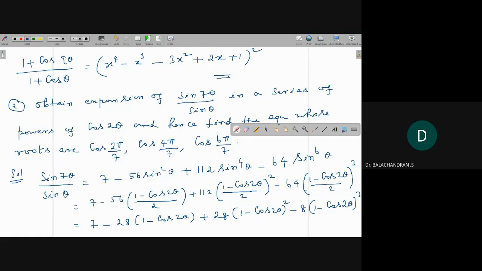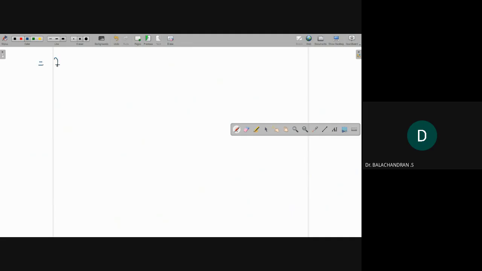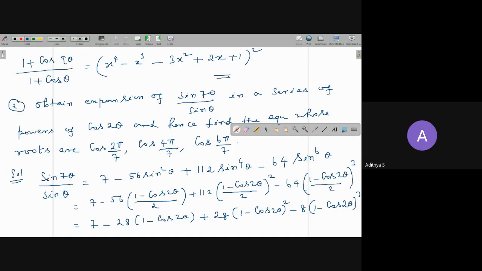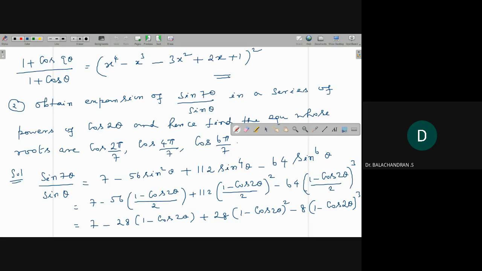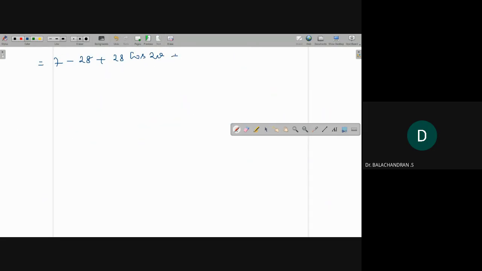So 7 minus 28 plus 28 cos 2 theta, then expand: plus 28 into 1 plus cos square 2 theta, minus 2 cos 2 theta.